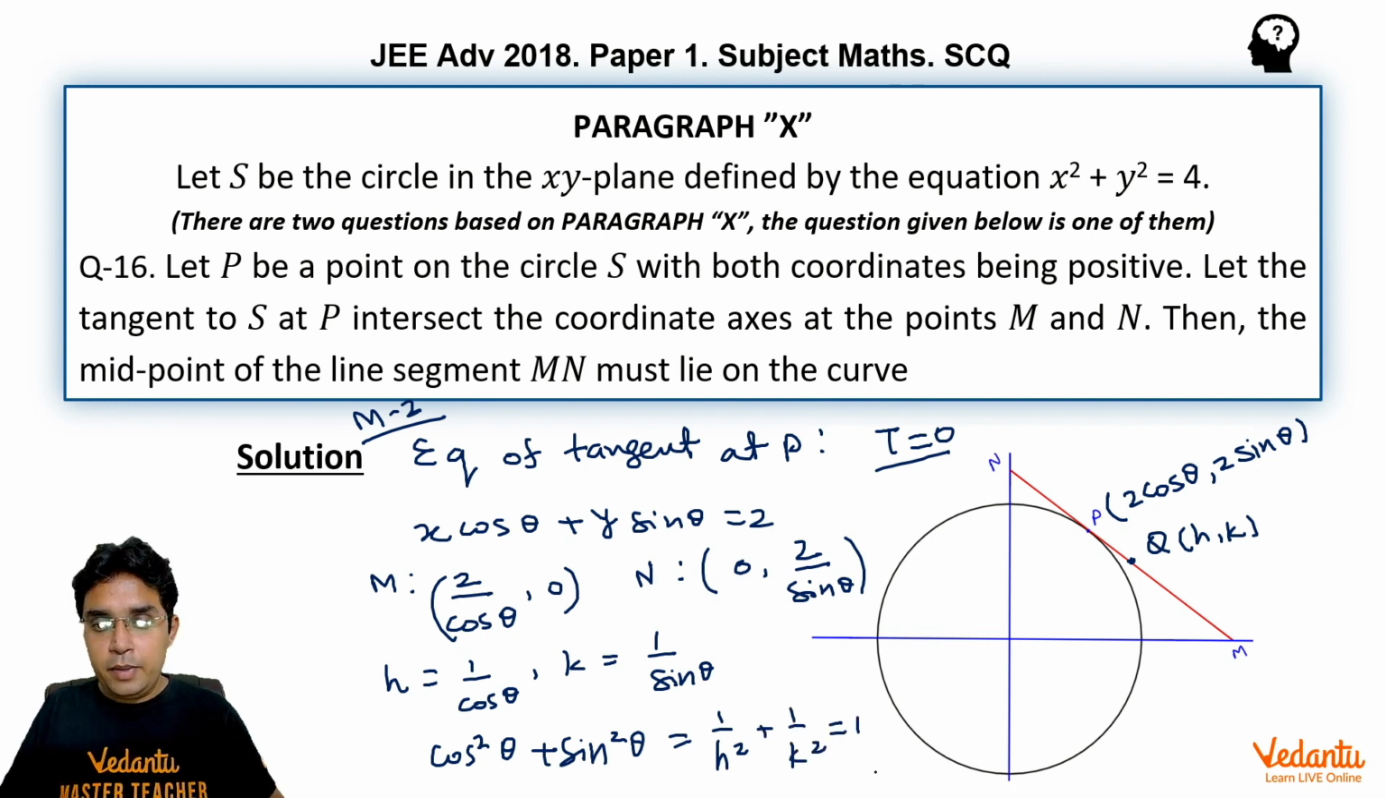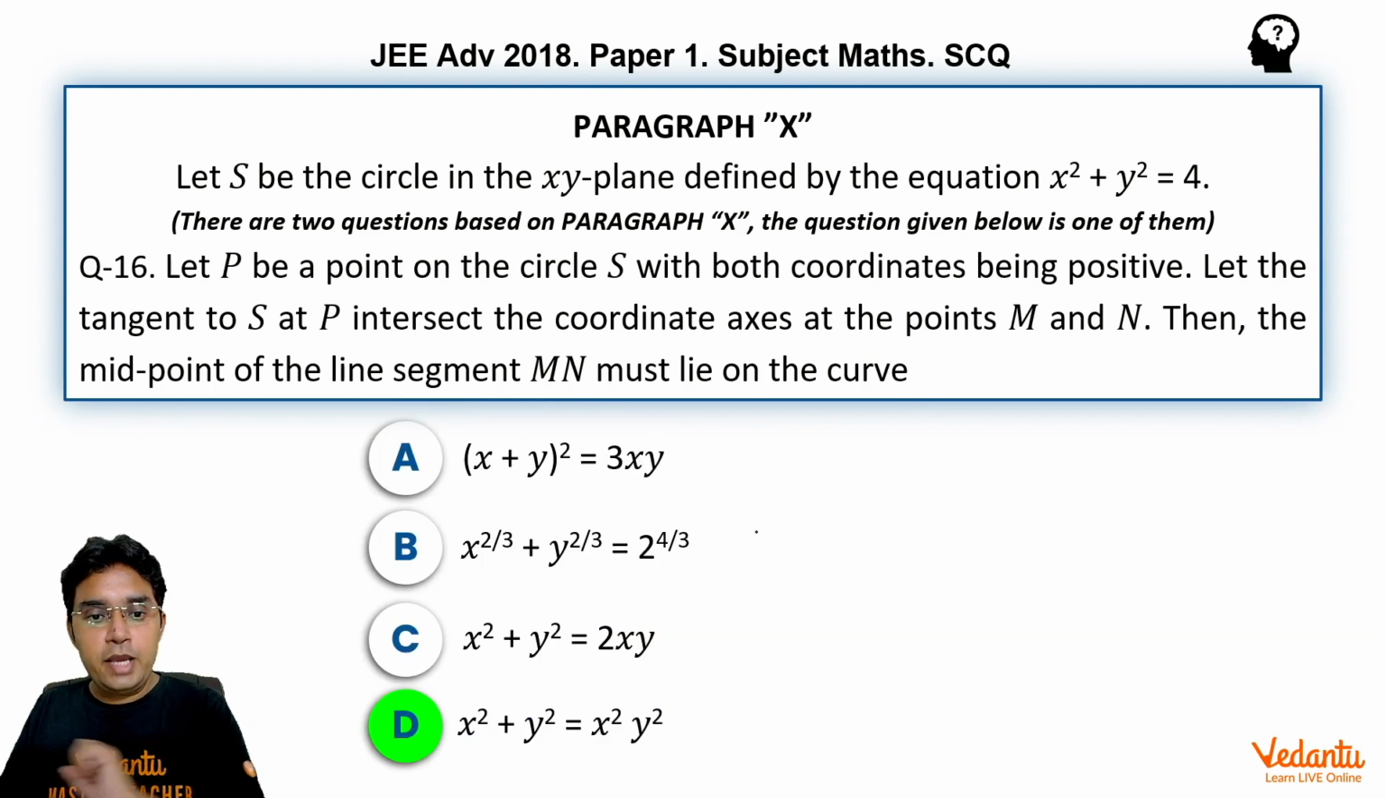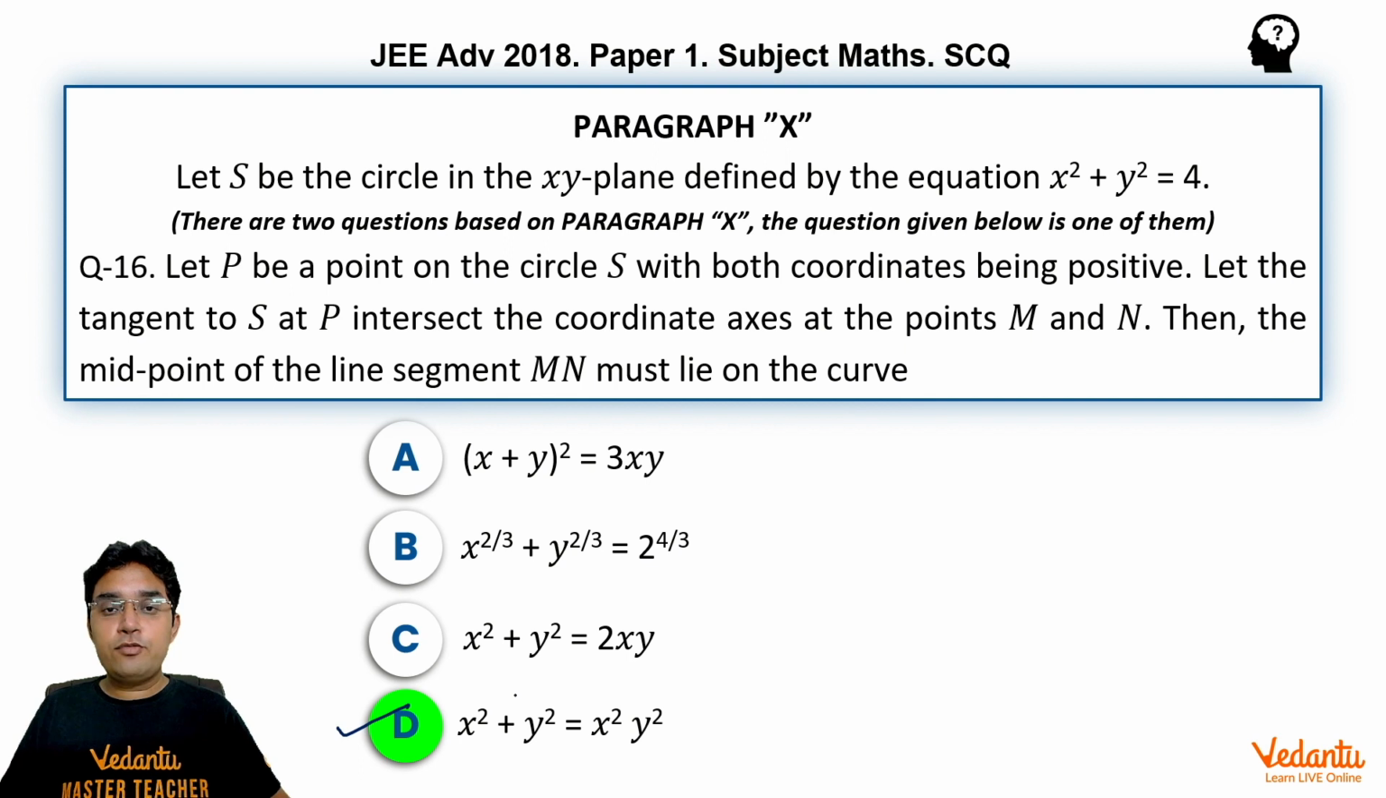Now let me do this calculation in this corner. If I take LCM, we will get h square plus k square equal to h square into k square. So replacing h by x and k by y, we get the same answer which we got in our previous method also. So we can check D is the answer for this question.